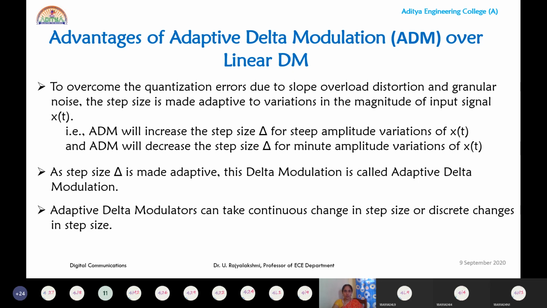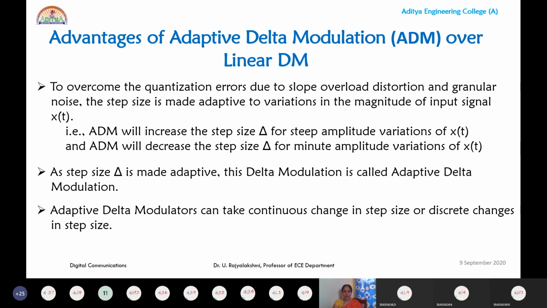So in order to overcome those two quantization errors, namely slope overload distortion and granular noise, the step size should be made adaptive. How should it vary? It should vary in accordance with the variations of the magnitude of x of t, the magnitude of the input signal. For example, ADM, this adaptive delta modulation, what will it do? It will increase the step size for steep amplitude variations of x of t, and it will decrease the step size for minute amplitude variations of x of t.